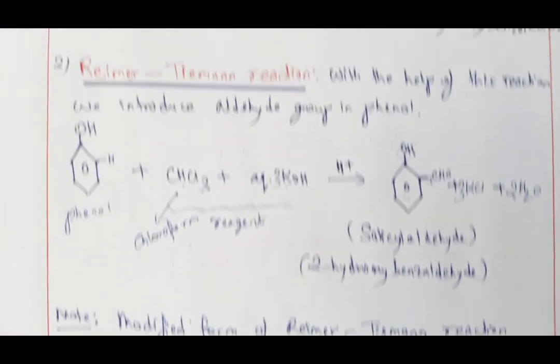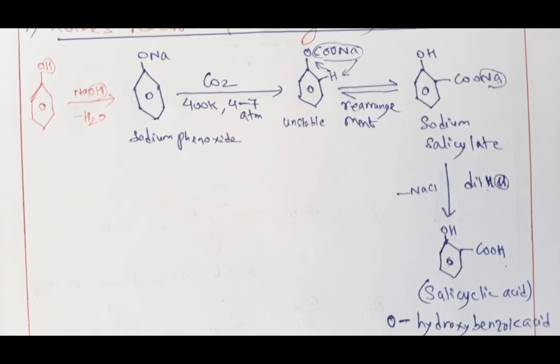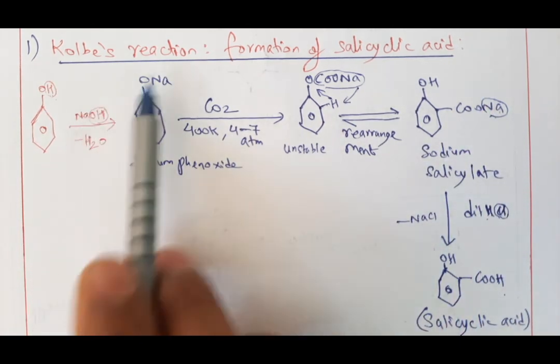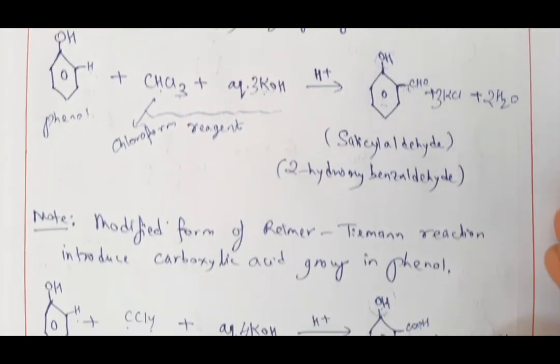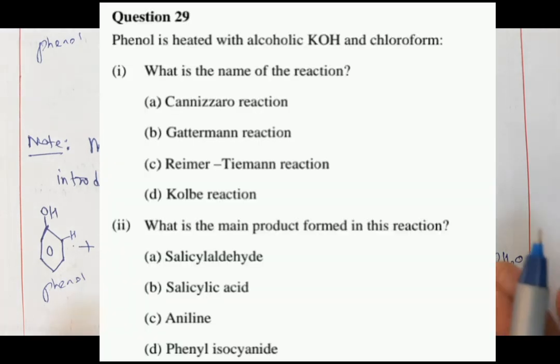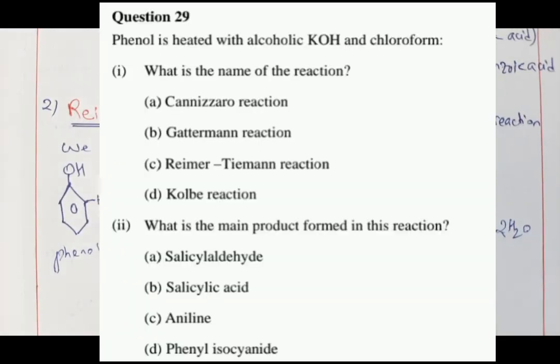Now you can see from here, students, there are two ways to convert phenol to salicylic acid. You can convert phenol to salicylic acid by Kolbe's reaction, or you can convert phenol to salicylic acid in one step by the modified form of Reimer-Tiemann. One is by Kolbe's reaction, one is by the modified Reimer-Tiemann, and both are very, very important, so do remember this.